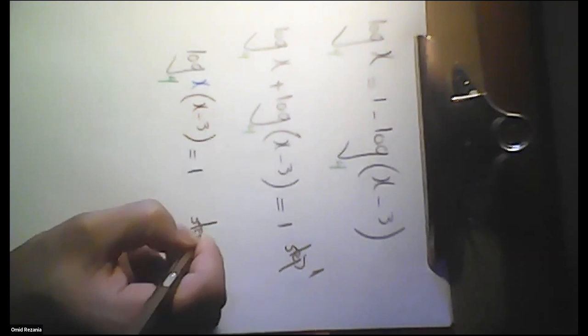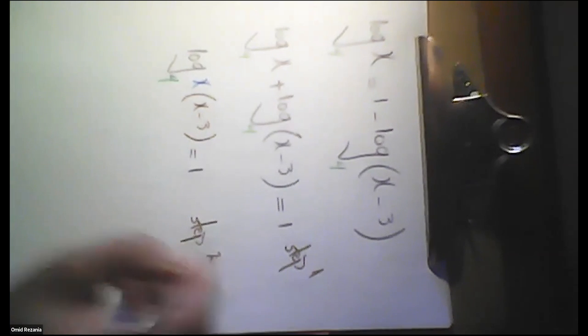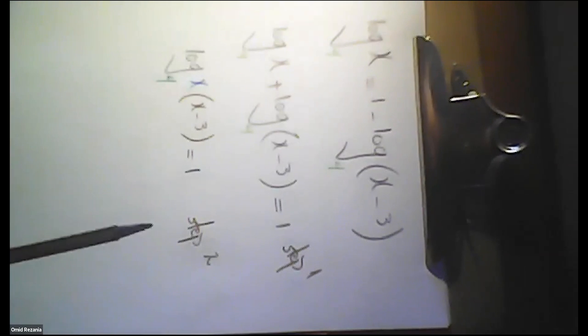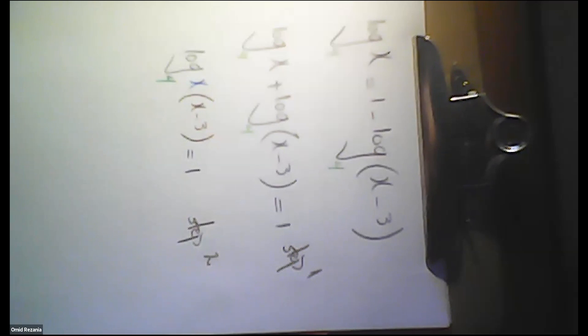Step number 2. Step number 1 was to isolate the logarithms on one side. Step number 2 was to use properties of the logarithm function, particularly properties 5 and 6, to write them as the sum or the difference, to make them a single term logarithm function.